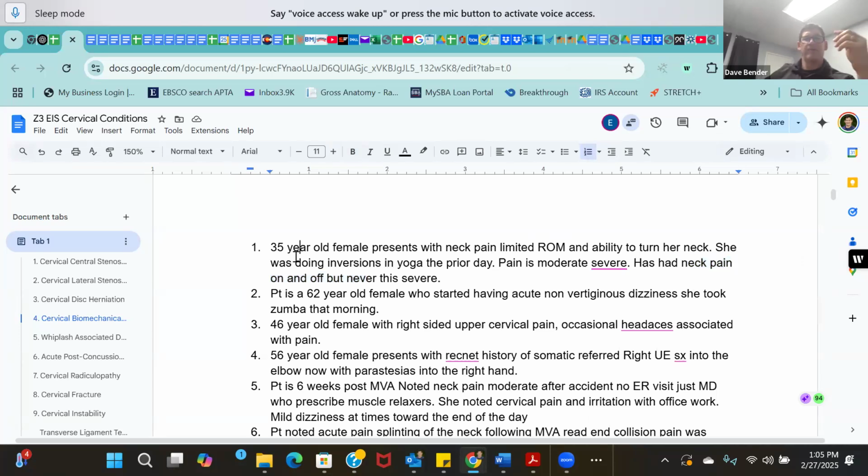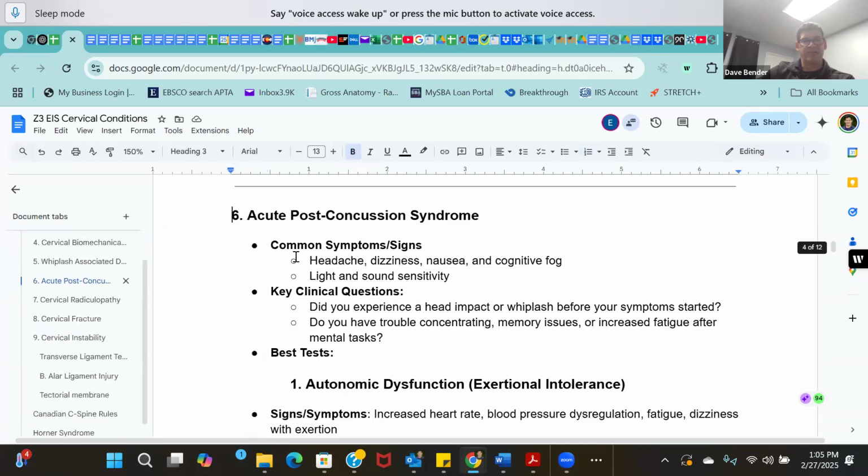All right, Kyle. Let's say I have a 35-year-old female who presents with neck pain, limited range of motion, and limited ability to turn her neck. She was doing inversions in yoga the prior day. Pain is moderate to severe. She's had neck pain in the past, but nothing like this at present. Kyle, what would you be thinking in this case?